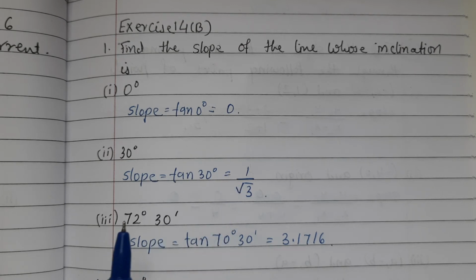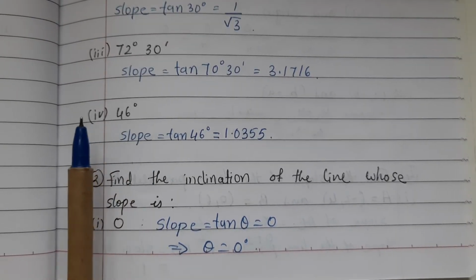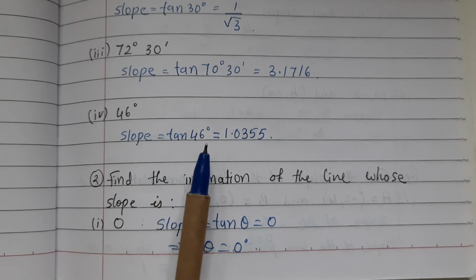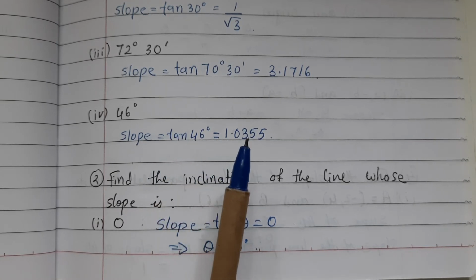Third part, 72 degrees 30 minutes. Slope equals tan 72 degrees 30 minutes, equals 3.1716. Fourth part, 46 degrees. Slope equals tan 46 degrees, equals 1.0355.